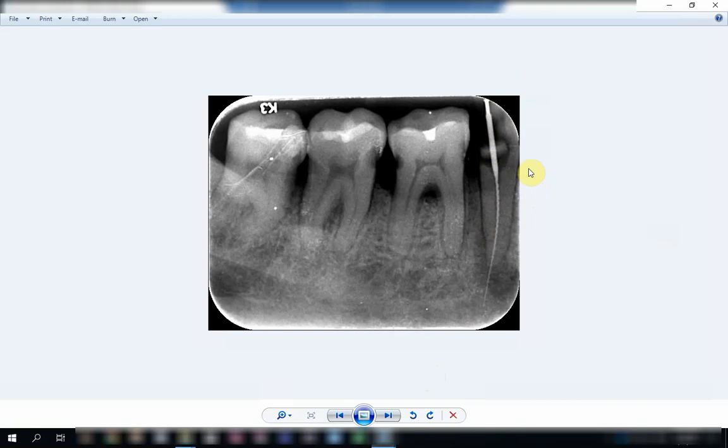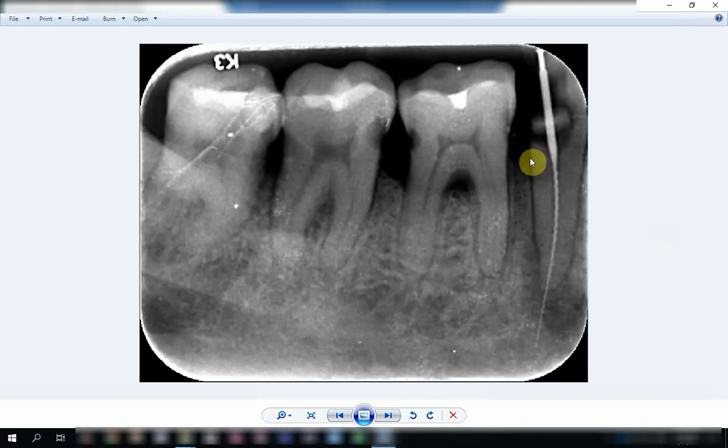Now let's have a look at the PDL of the tooth. If you follow the PDL of the tooth, here it is, I will enlarge. Here the PDL is normal in width, and then suddenly it balloons, and then it goes back to its normal shape or width. Now this is the mental foramen, and this area is a pathology. It could be a periapical granuloma, an abscess, or a periapical cyst. There is a radicular pathology in this tooth.